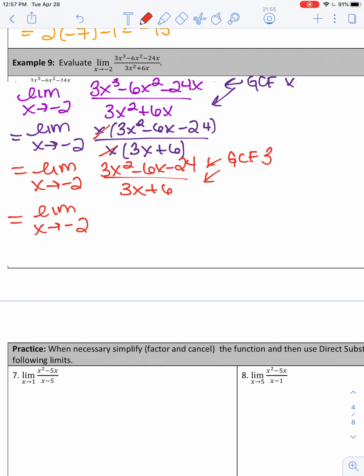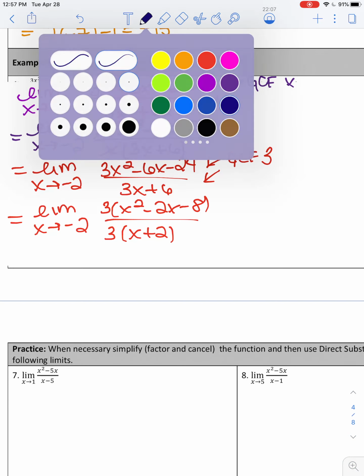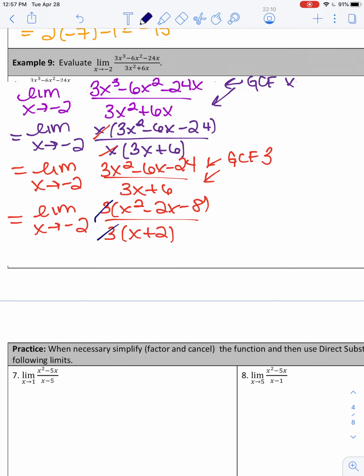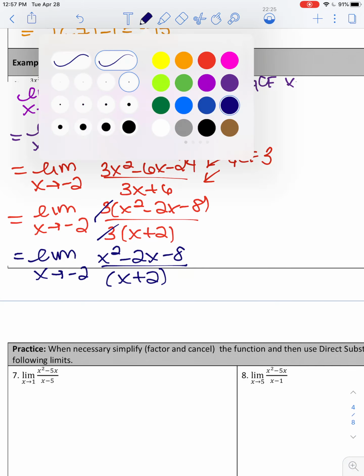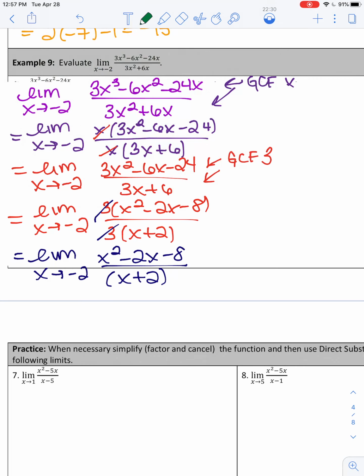So I'll go ahead and take care of that 3 now. Dividing every term in the numerator by 3, I will get 3 times x squared minus 2x minus 8 all over 3 times x plus 2. And again, we have that nice cancellation happening of the 3's, okay? So that'll leave me with the limit as x approaches -2 of x squared minus 2x minus 8 all over x plus 2.